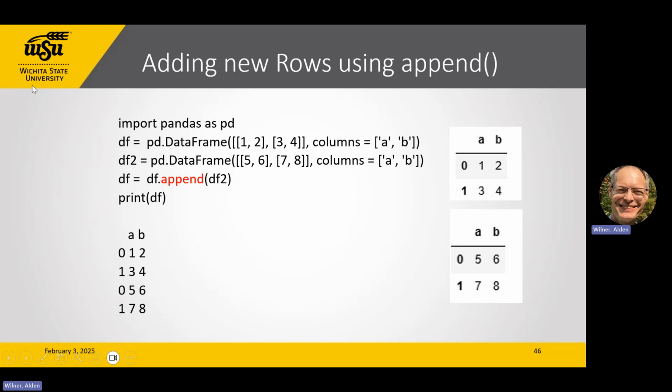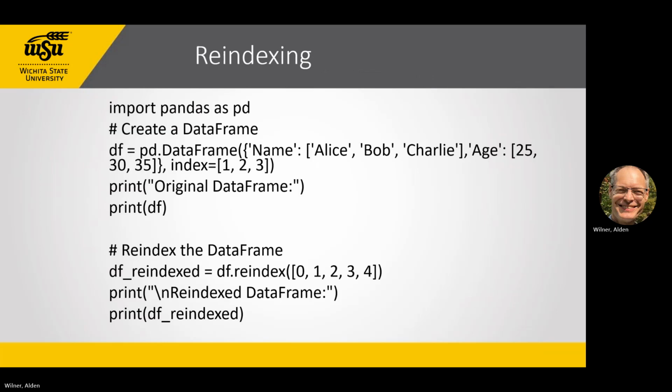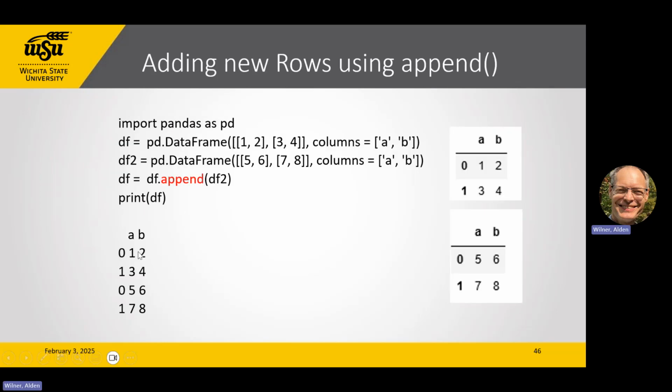We can use append to add new rows. Here's 2 data frames, and we can just append one right on the back of the second one. So here's 2 different data frames, df and df2. When we do a df append, we've actually created an updated data frame to have a new one.